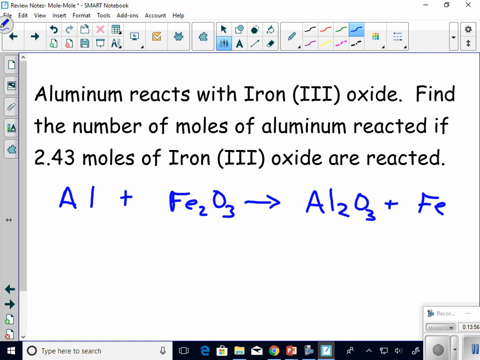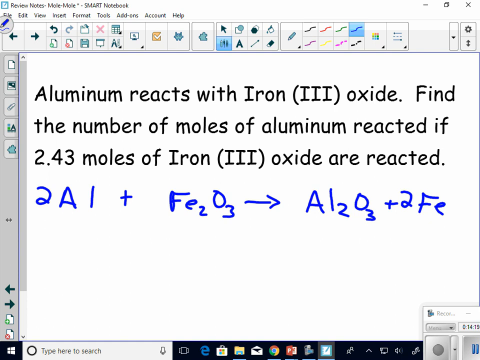Now I need to balance my chemical equation. And as I'm looking, my oxygens are balanced. If I put a 2 here and I put a 2 here, I have both my aluminum and my irons balanced also. Would you agree?